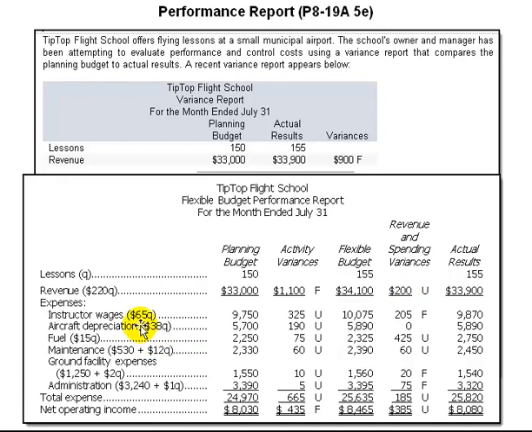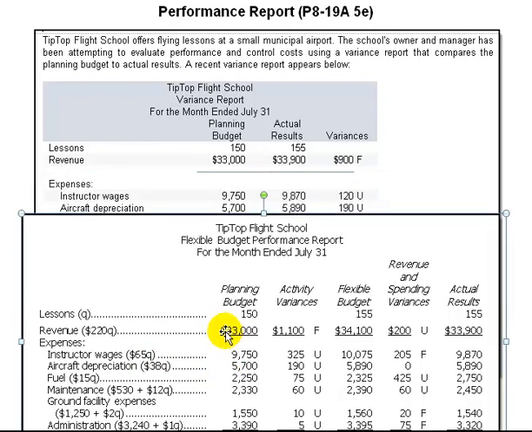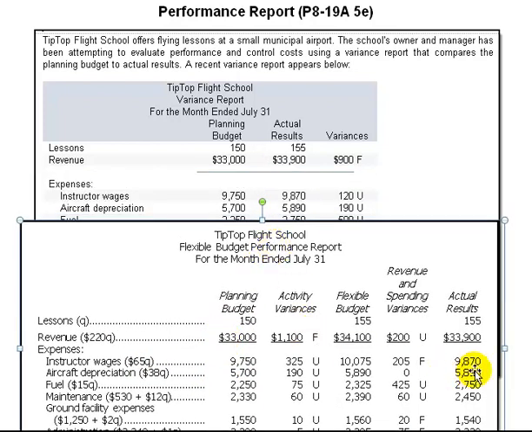Instructor wages are $65 per flight. If we take 65 times a planning budget of 150 units, we get 9,750. If I slide down a little bit, and of course I'm going to lose some of this on the screen, we were 9,870. So the total variance is the difference between the 9,870 and the 9,750. But what we've got to do is break that down into a per unit cost.